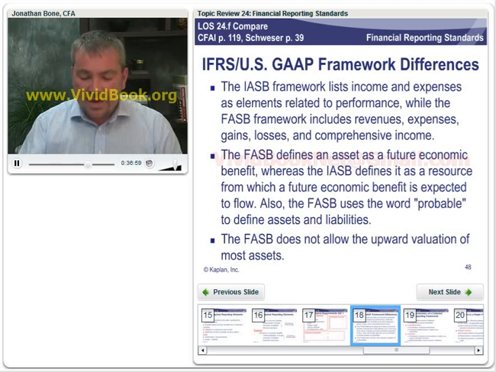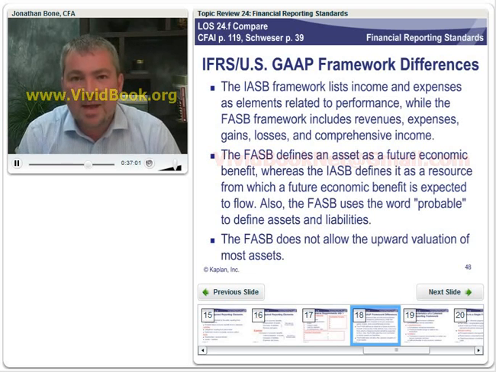Now again, the next point again is marginal at best. Notice US GAAP defines an asset as a future economic benefit. Now hang on a second.